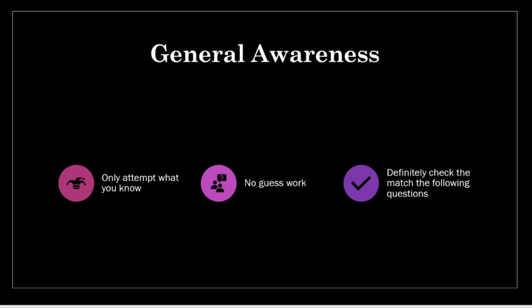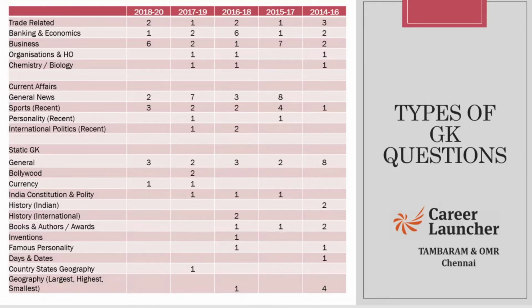So make sure that you only attempt what you know, no guesswork whatsoever. Six questions done and you should be happy that you have done your job. Next, definitely check out the match the following questions in the general awareness paper. Even if you're weak in general awareness, still attempt match the following questions. You can get clues out of it and may be able to crack the question just because you know one or two of the answers. So let me share with you the kind of general awareness questions we have seen in the last few years of the paper.